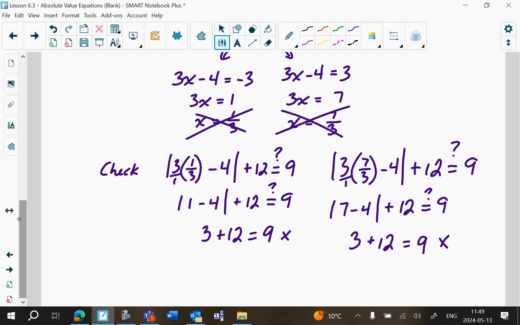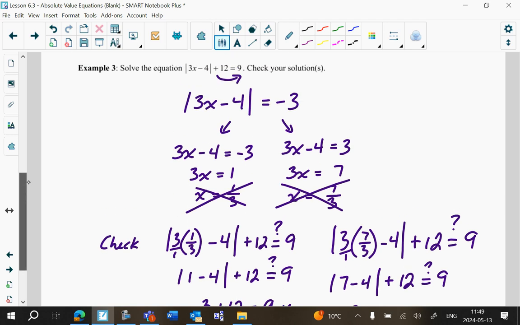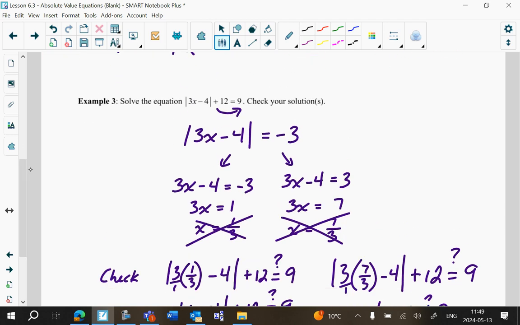Oh no, because when you're checking, you plug it into the original. You don't change it. The only time you change from positive to negative is when you're removing the absolute value bars. That's the only time. That's a good question.